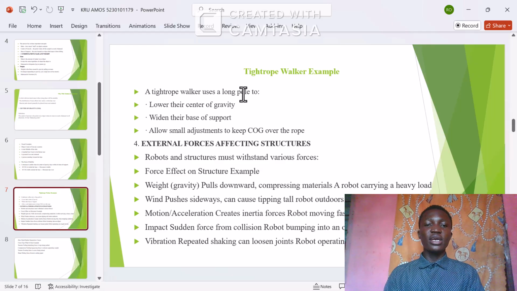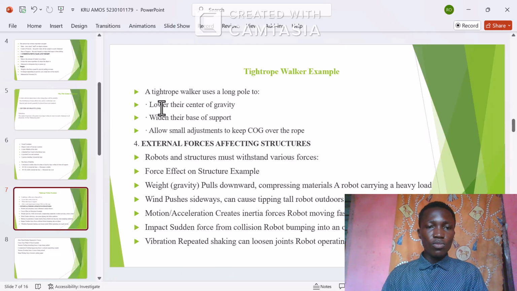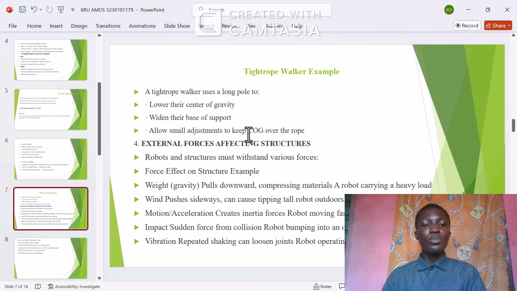Tightrope walker example. This one is very great. The tightrope walker uses a long pole to lower their center of gravity and widen their base of support, which allows more adjustment to keep the center of gravity over the rope.